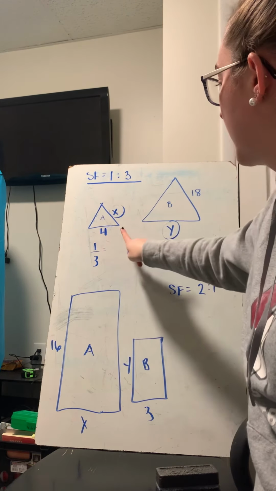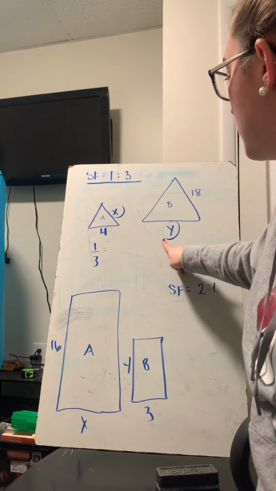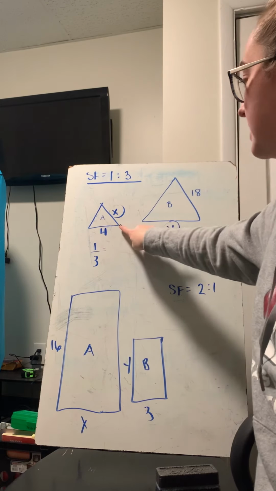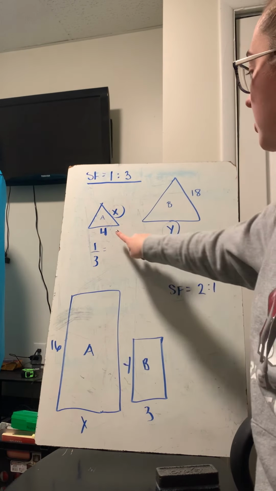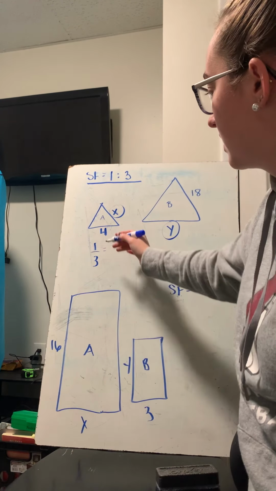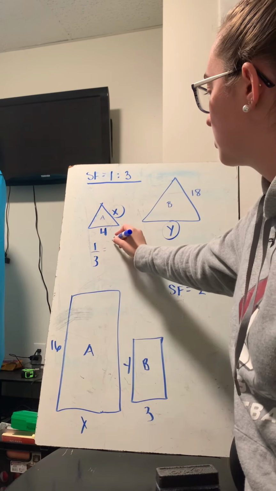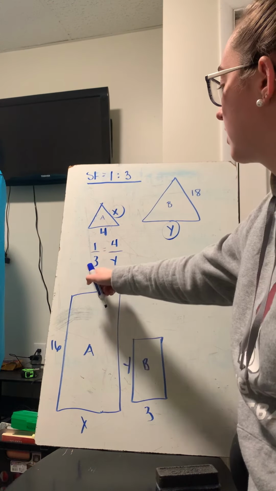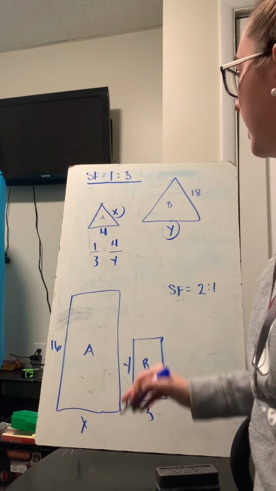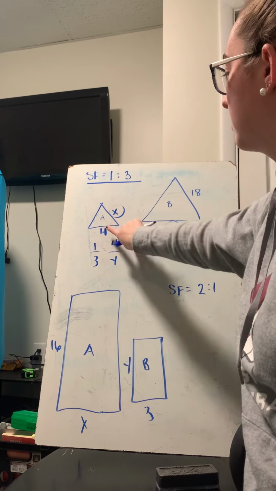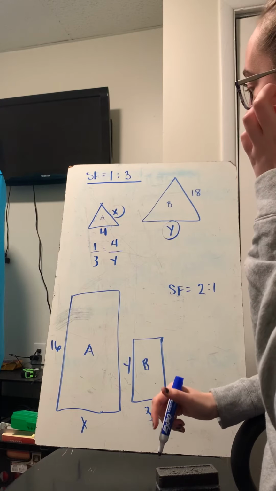So if I'm trying to find, let's start with the 4 and the Y, I have to look at matching sides. This is the bottom side here and the bottom side here. So 4 and Y go together. My proportion is going to look like 1/3 is equal to 4 over Y. The 1 matches the 4, the 3 matches the Y. Okay, I'm going from 1 here to 3 here. So 1 with the 4, 3 with the Y.